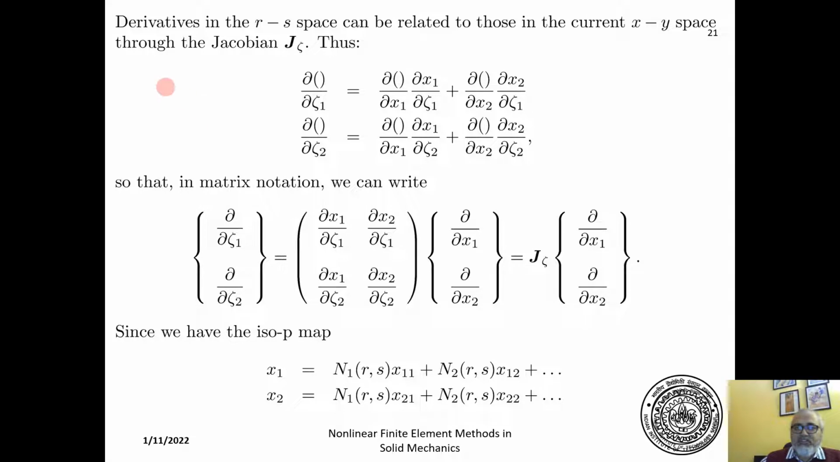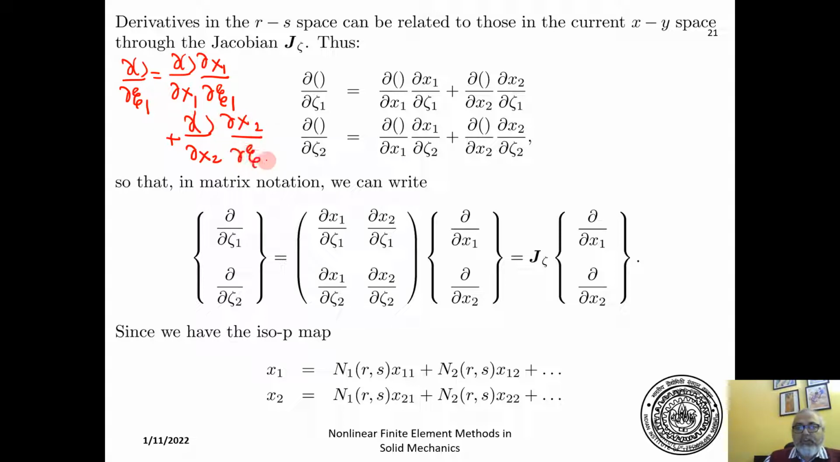This is two dimensions. So as I said, del zeta 1 of something is equal to del x1 of that something times del x1 del zeta 1, plus del x2 of that something times del x2 del zeta 1. Similarly, for del zeta 2, I have del x1 del zeta 2, del x2 del zeta 2.